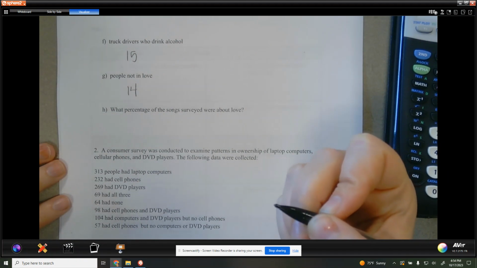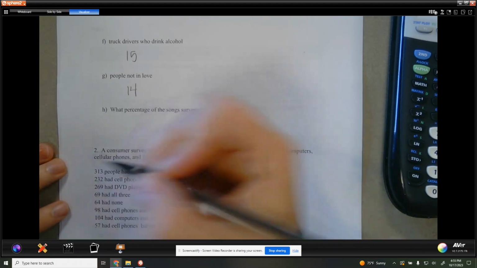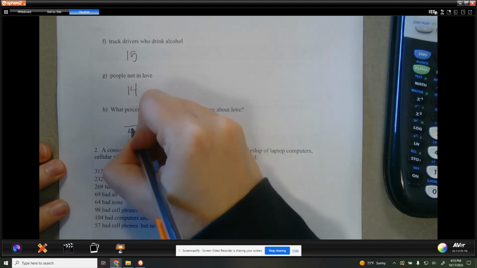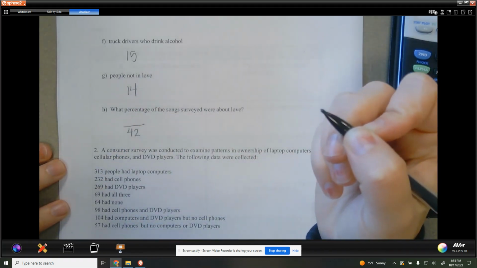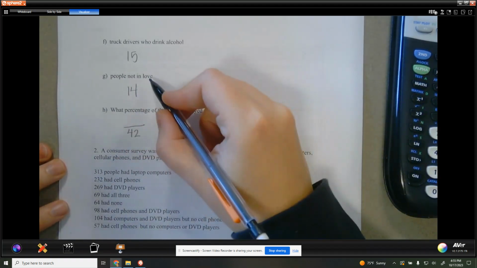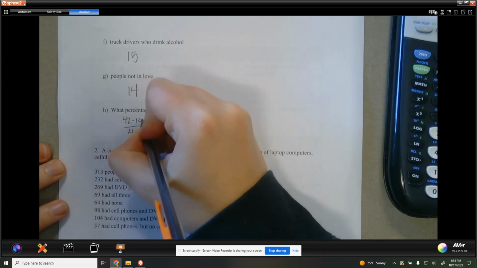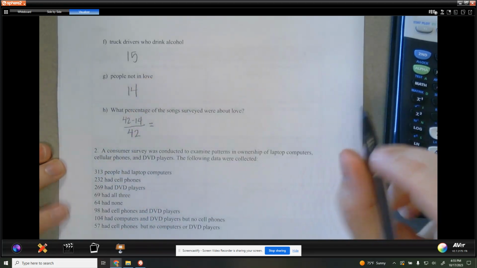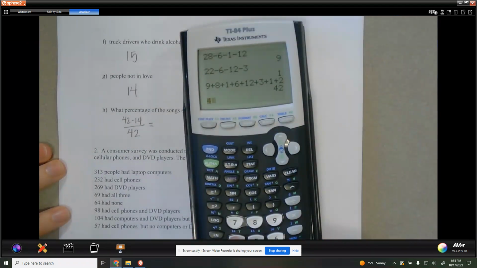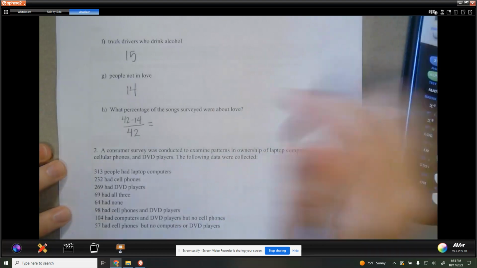And then what percentage of the songs were about love? So one way you can do this, we've got to divide by our total number of songs. There were 42 songs. And so if these were the songs not about love, 42 minus 14 up top are going to be the songs about love. So 42 minus 14 is 28. So 28 songs about love.